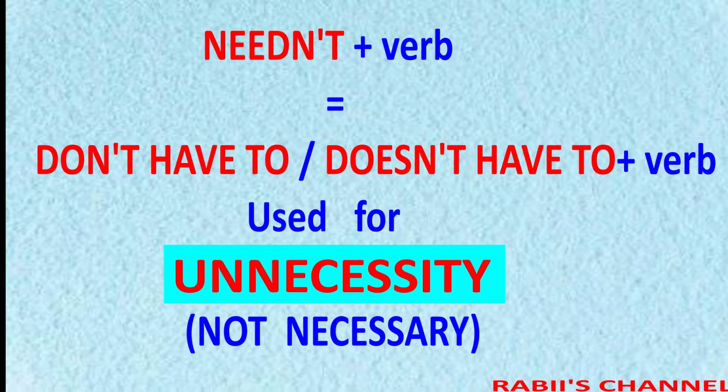Et finalement, needn't or doesn't have to use for unnecessity. Quand c'est pas nécessaire, pas besoin, pas la peine. الفكرة هنا هي لا داعي.